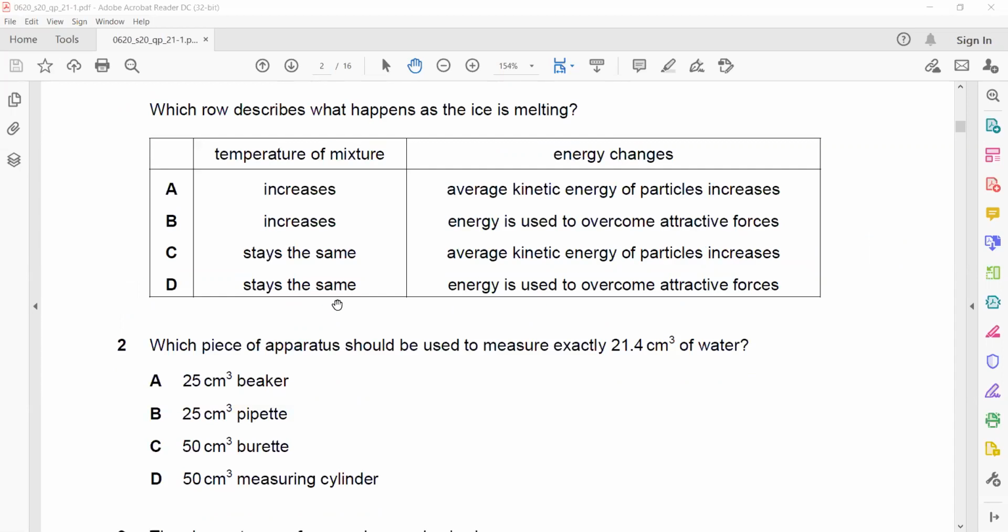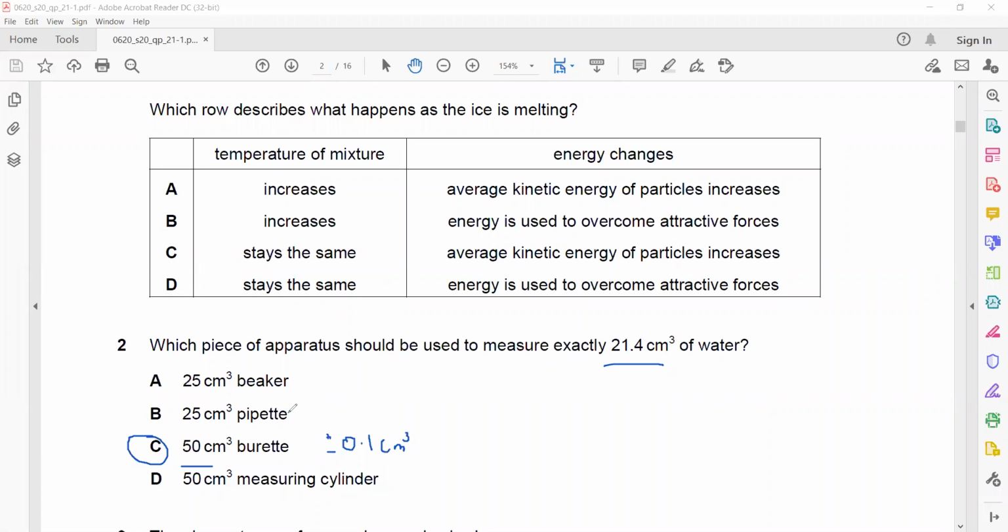Question 2. Which piece of apparatus should be used to measure exactly 21.4 cm cube of water? A 25 cm cube beaker means that's the maximum value which this beaker can record. So for this purpose, we need a 50 cm cube burette. Why? Because the smallest value which a burette can record is 0.1 cm cube. That's the smallest value it can record.